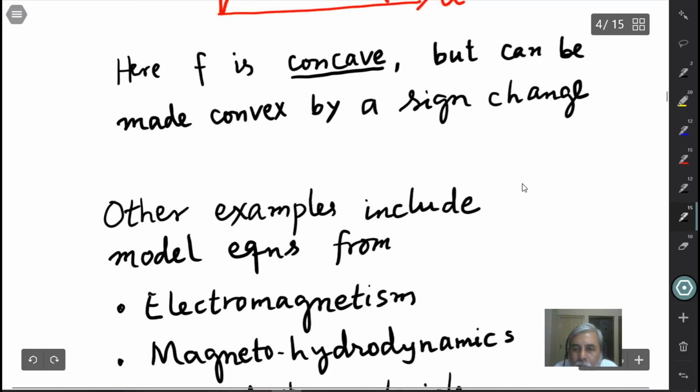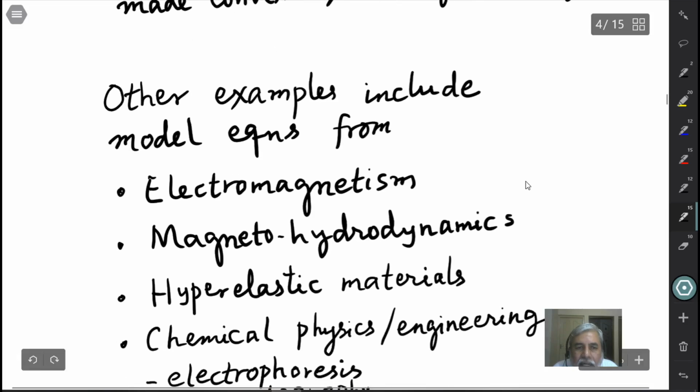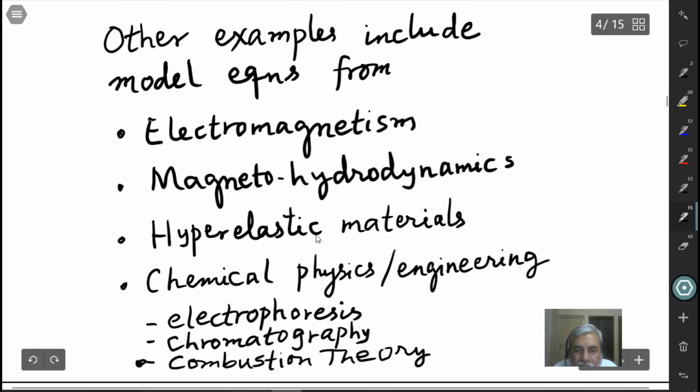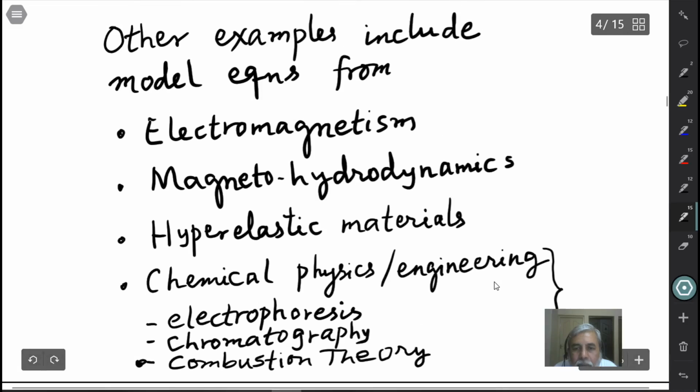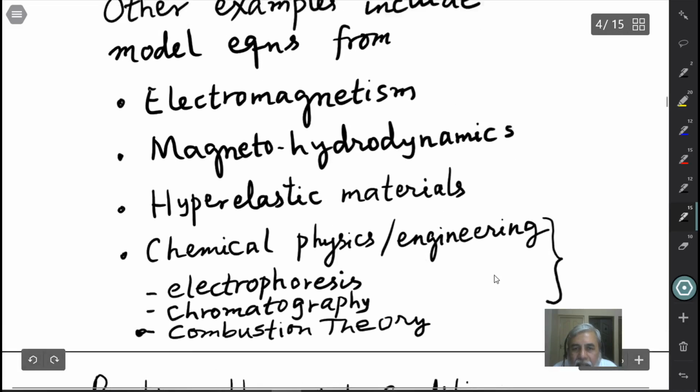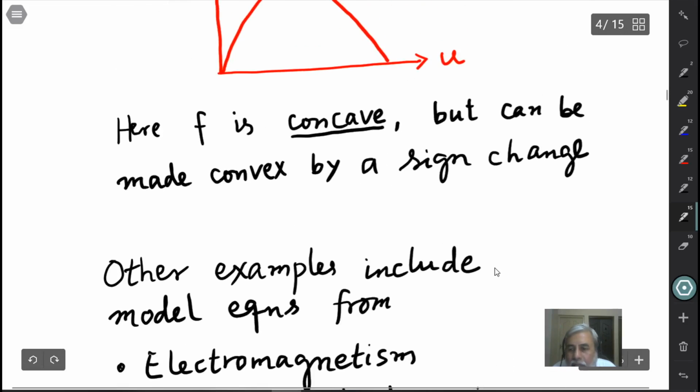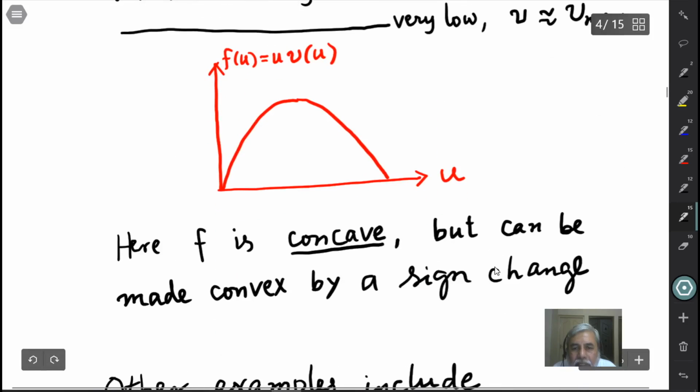The model equations from many fields come into this form of conservation laws, and these fields include electromagnetism, magnetohydrodynamics, hyperelastic materials, chemical physics and engineering. There are processes called electrophoresis and chromatography. These are again very good models, and these have benefited lots of industries. And there is also combustion theory. So these all fall into this subject of conservation laws. These are some important class of examples.